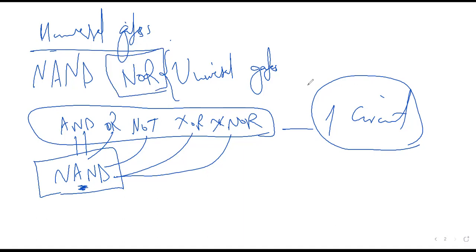Now, the two input NAND gate. What does it look like? We have A, B. Help me with the truth table, please. 0, 0, 0, 1, 1, 0, 1, 1. NAND. What are the outputs? The first one. What is the output of that NAND gate? 1, 1, 1, 0.